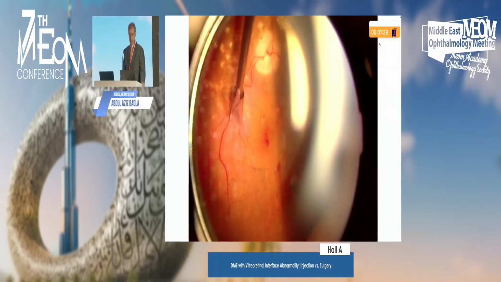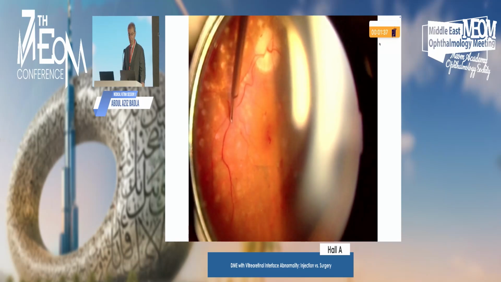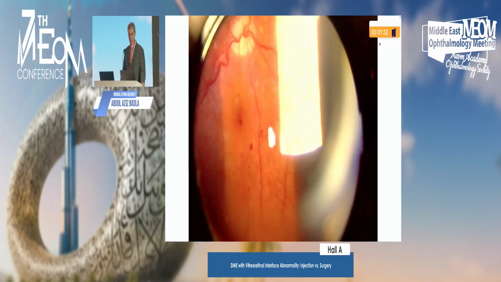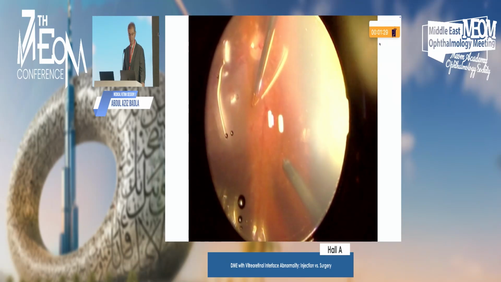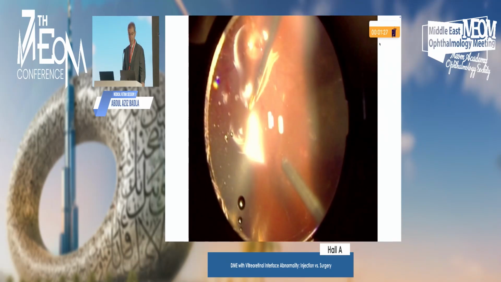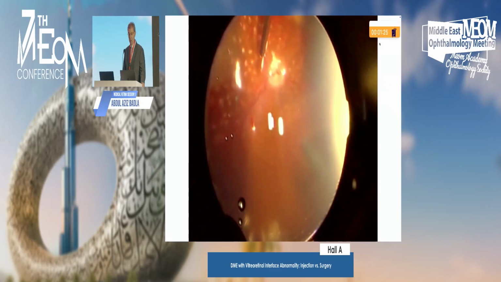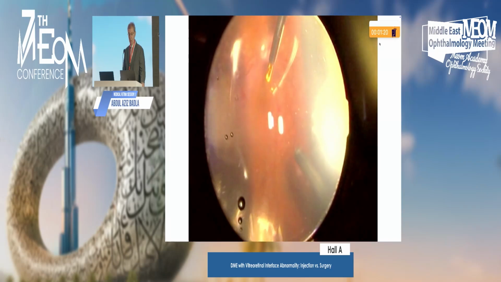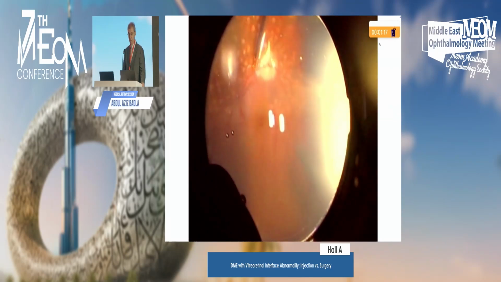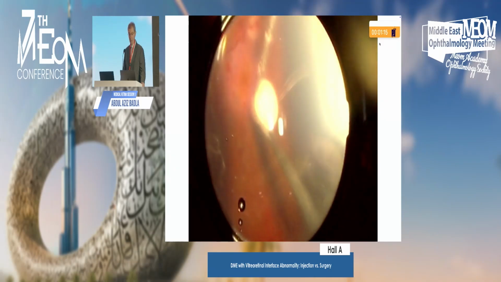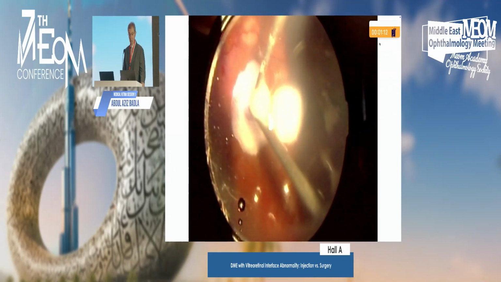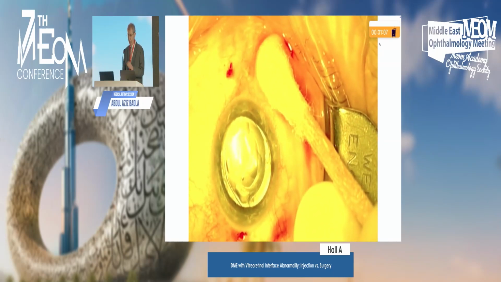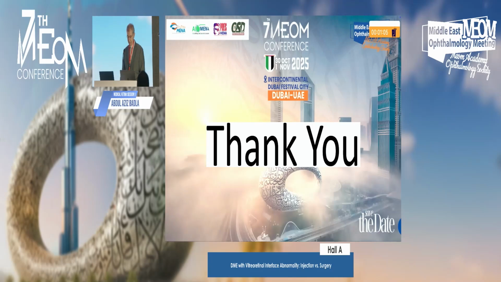And also, I decided to do fluid air exchange. I left this case under air only. I didn't use any gas. And this is a dual cannula. This is 27 gauge with the 23 gauge fluid needle. Usually we don't touch the macular hole itself because it will affect the photoreceptors, and triamcinolone was injected at the end of the surgery. Thank you for your kind attention.